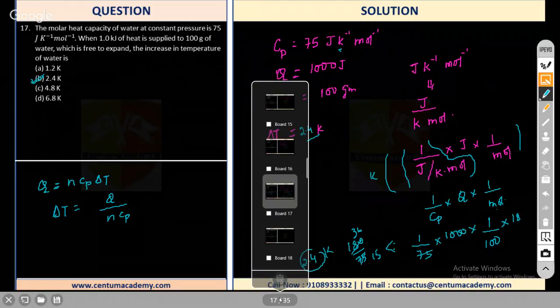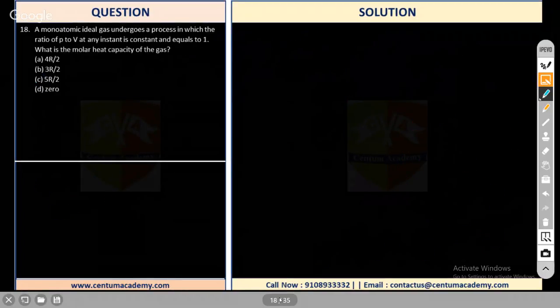Question number 18. Solve this question, then we'll take a break after this.